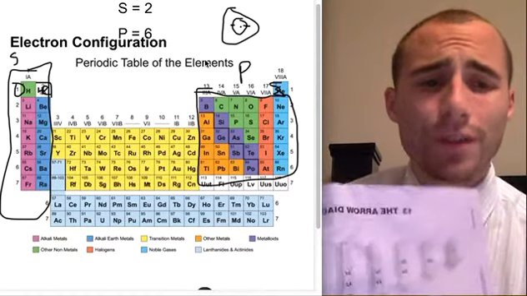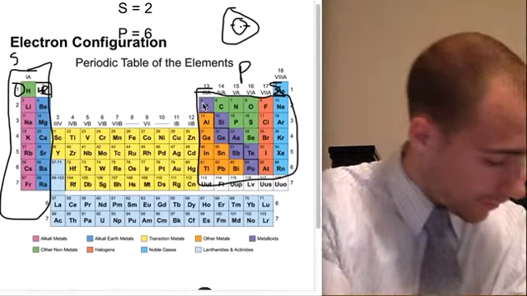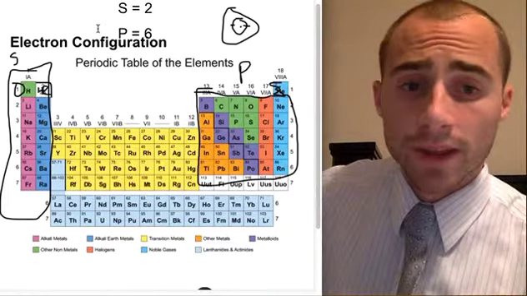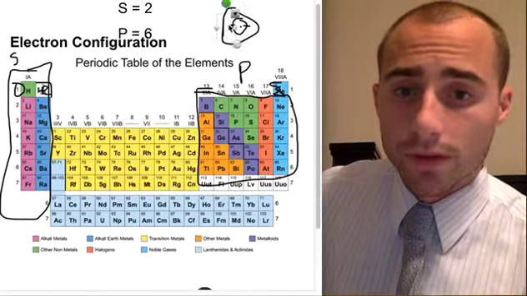So, how do you fill up these energy levels? How do you actually write electron configurations? I just went through it, you had to fill up each one. We're going to start off with how you write them with hydrogen. Hydrogen's always a good one to start off with.